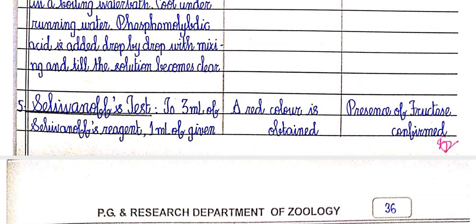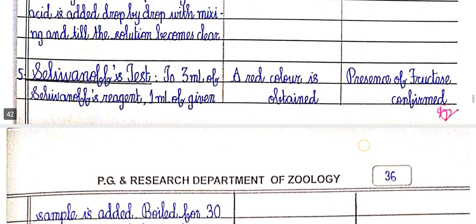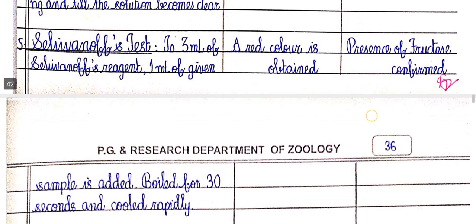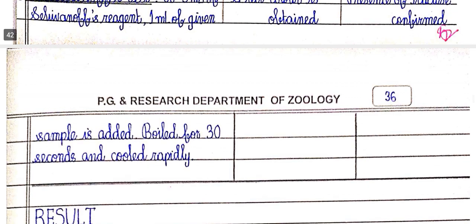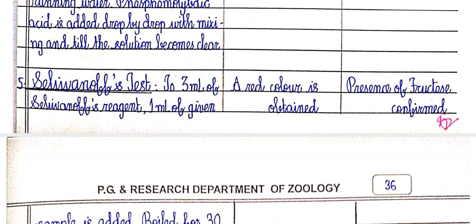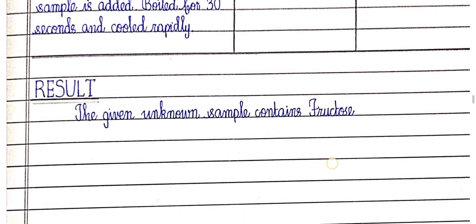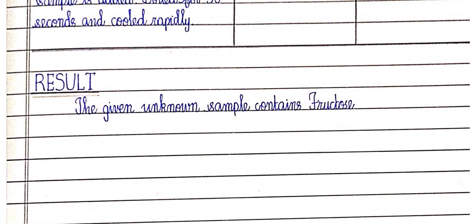Then Sullivan's test is performed. To 3 ml of Sullivan's reagent, 1 ml of the given sample is added, boiled for 30 seconds and cooled rapidly. A red color is obtained, presence of fructose confirmed. The given unknown sample contains fructose.